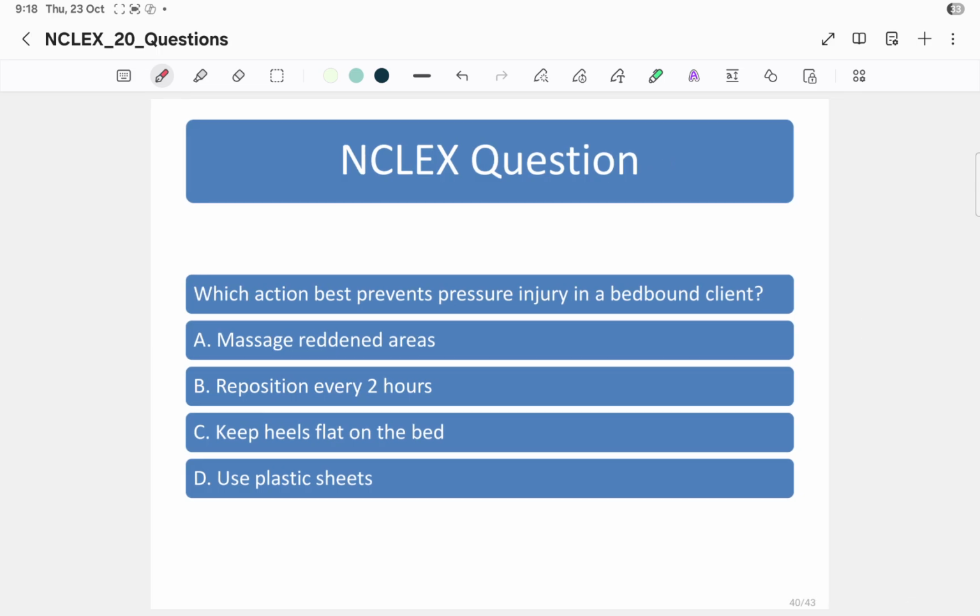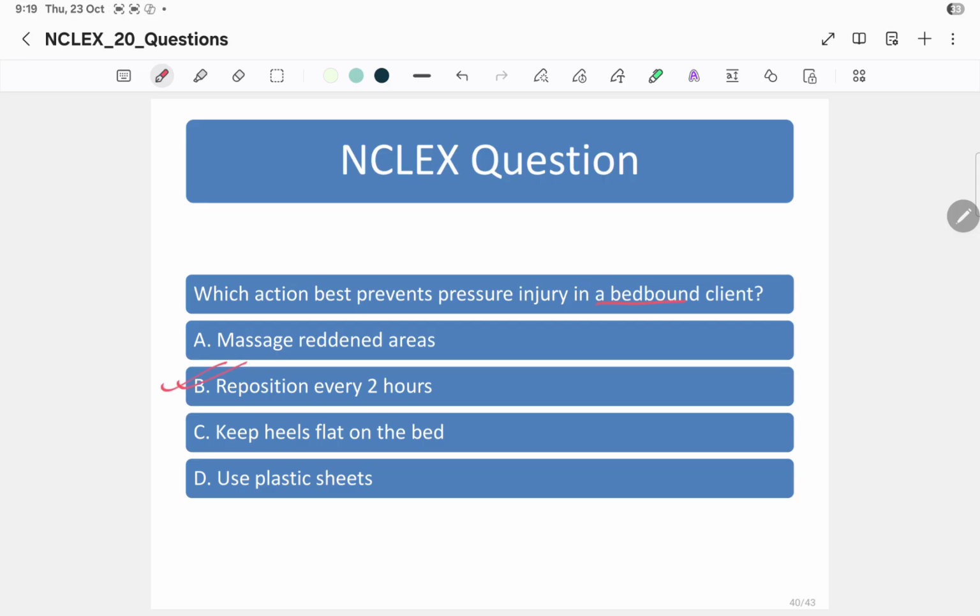Which action best prevents pressure injury in a bedbound client? A. Massage reddened areas. B. Reposition every 2 hours. C. Keep heels flat on the bed. D. Use plastic seats. So, in a bedridden patient, to prevent pressure injury, the correct answer will be option B. Reposition every 2 hours.